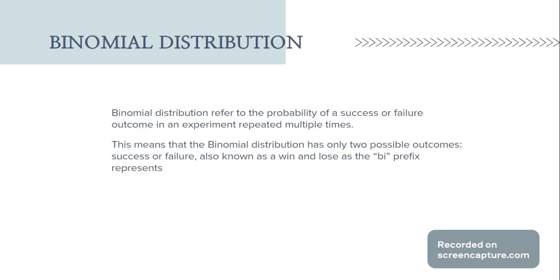Next, there's binomial distribution, which refers to the probability of a success or failure outcome in an experiment that was repeated multiple times. The prefix itself highlights that binomial distribution has only two possible outcomes, either success or failure, which you can also describe as win and lose.